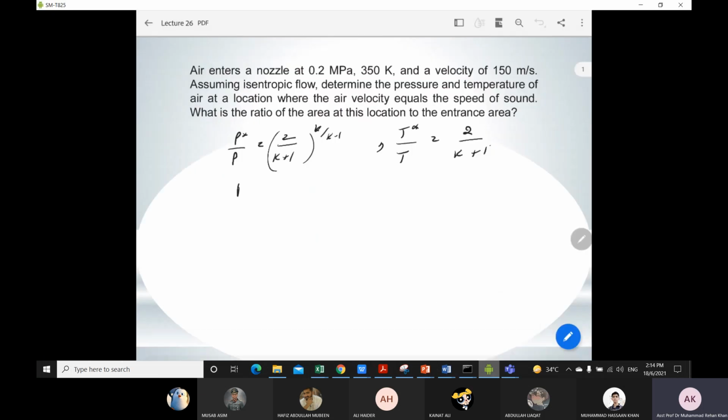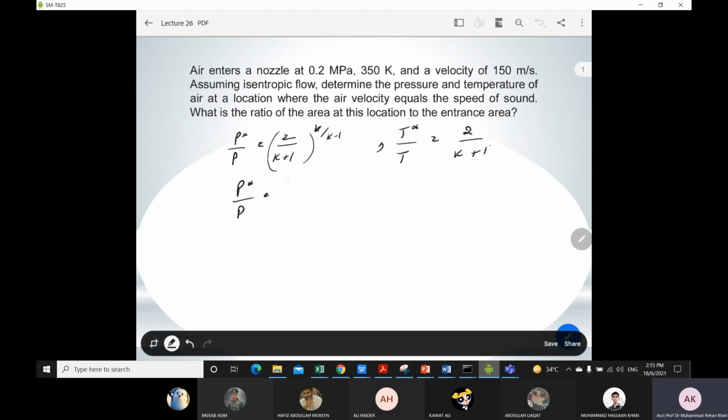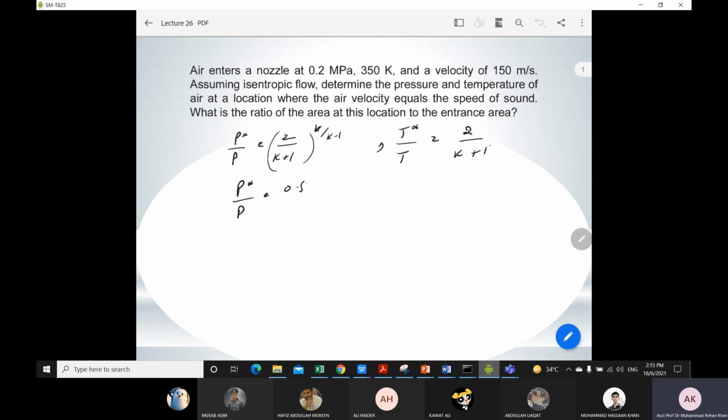So I will just write down the values. P star by P is equal to 0.5283, and T star by T is equal to 0.8333. And this is your stagnation point, which is P naught and T naught.